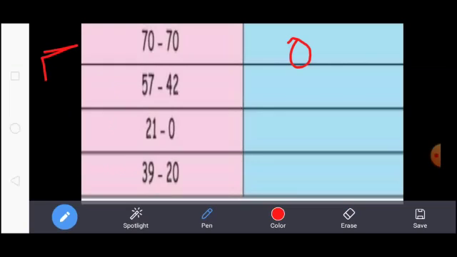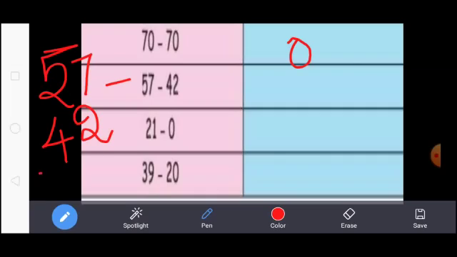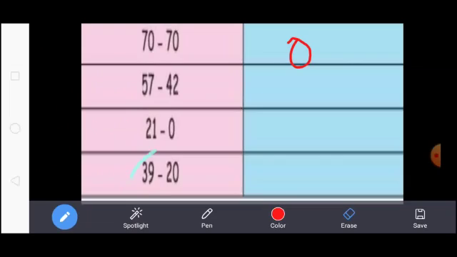Next one, 57 minus 42. First you do subtraction in ones place. 7 minus 2, 5. So here write 5. Next you do subtraction in tens place. 5 minus 4, 1. So answer 15. So here write 15. 57 minus 42 equal to 15.